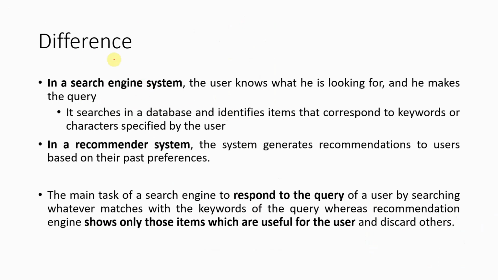So we will see what the differences are. In a search engine, the user has to know what he is looking for and has to know the appropriate keyword, that is, the query. Only then can the engine search the database, identify the item corresponding to the keyword, and give it to the user. But in a recommender system, the system generates the recommendation for the user based on their past preferences. The main task of a search engine is responding to the query based on the keyword given by the user, but the recommendation engine shows only those items which are useful for the user based on his past preferences.